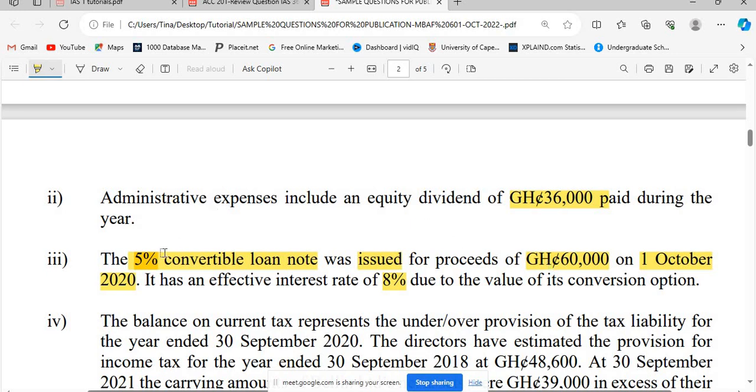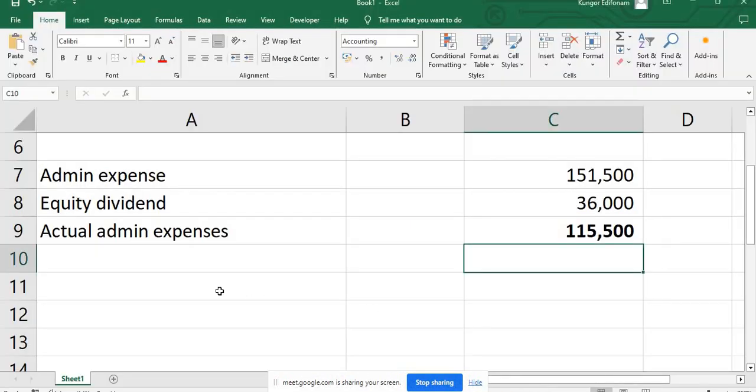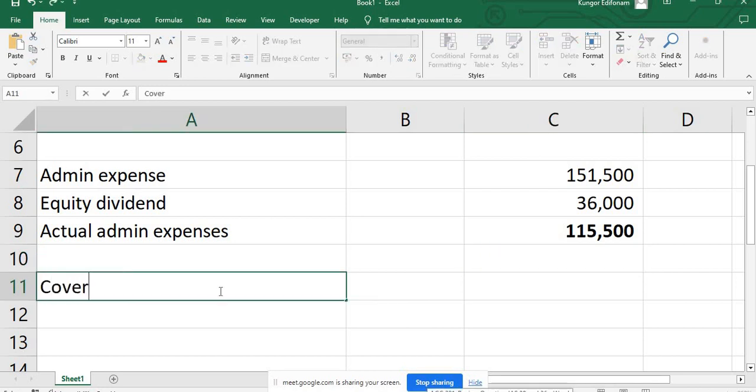So the coupon rate is 5%. That will be the contractual cash flow on the face value of the convertible loan note. And then we will have the effective interest rate, which is 8%. The standard says that the financial liability will be the present value of the future cash flow, including the redemption amount of the convertible loan. So let's look at the practical aspect. That will make it very simple. So we have the convertible loan note.